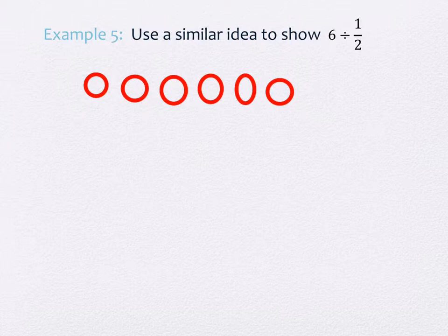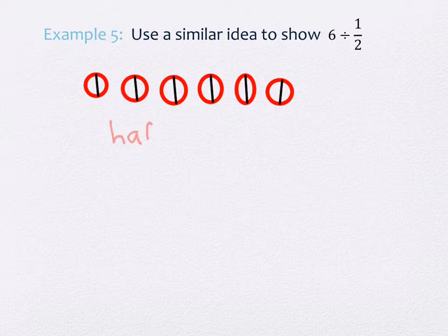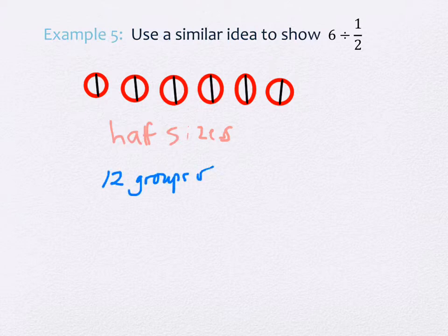What could I do to these cookies to make groups of size 1/2? I can take each of my cookies and make them half cookies, right? So, in some sense, I'm splitting them or dividing them up into pieces. So I now have half sizes or something of that nature. So I now have groups of size 1/2. How many? There are 12 groups of size 1/2.